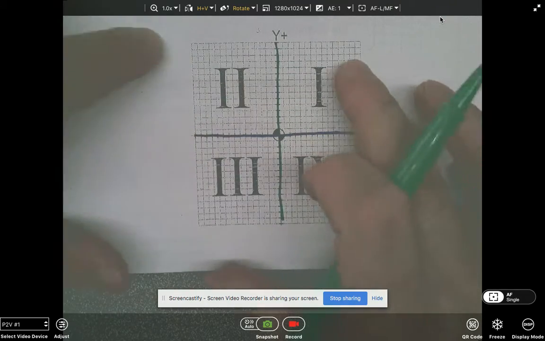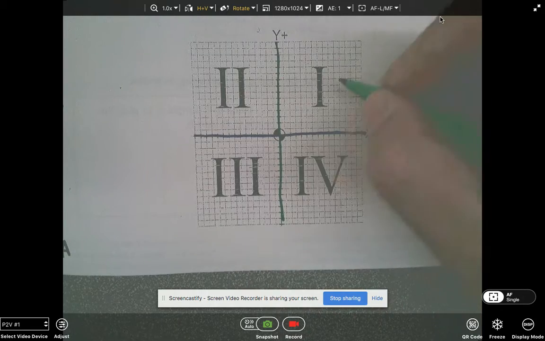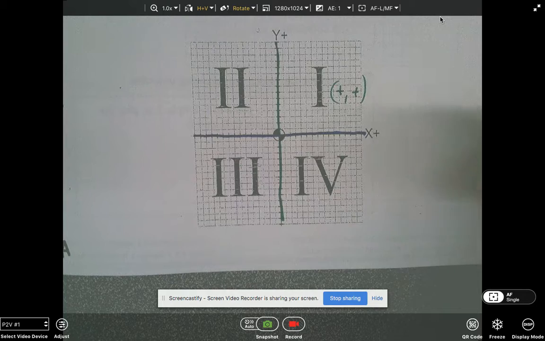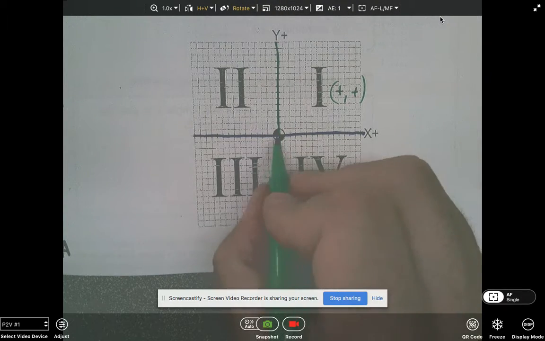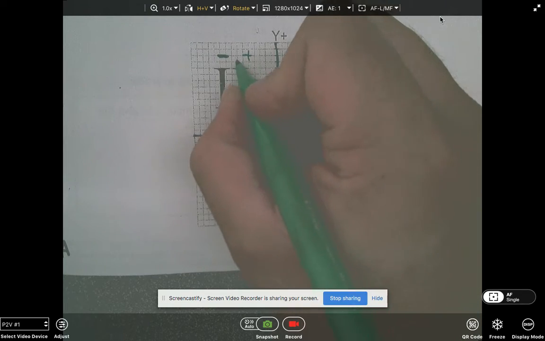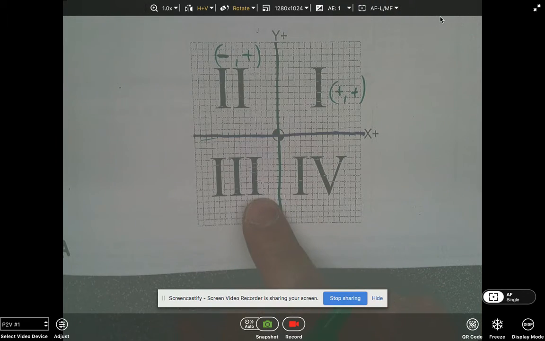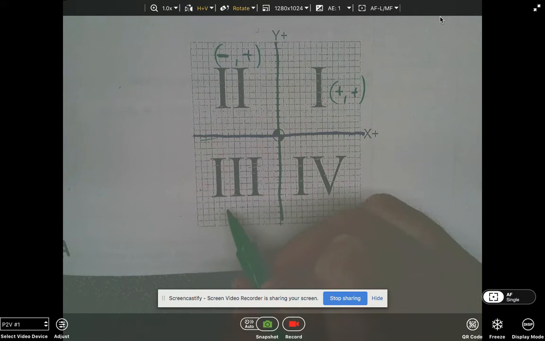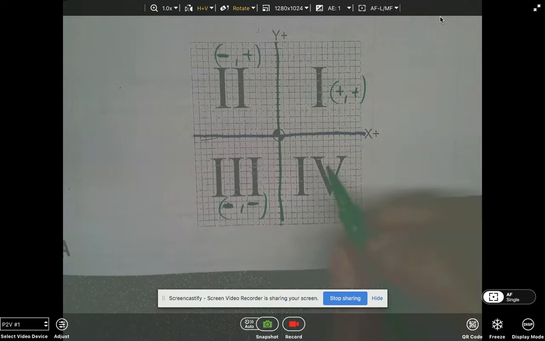All right, now if you look at the quadrants, this is quadrant 1. Your coordinates will always be positive, positive. This is quadrant 2. Over here, your x's are negative, and your y's are positive. How about here in quadrant 3? What would your x and y values be? Yep, here they're both negative, negative. And lastly, over here in quadrant 4, it would be positive for x and negative for y.